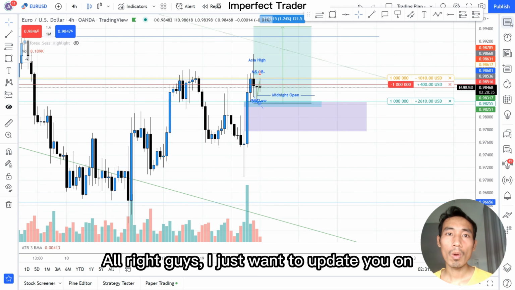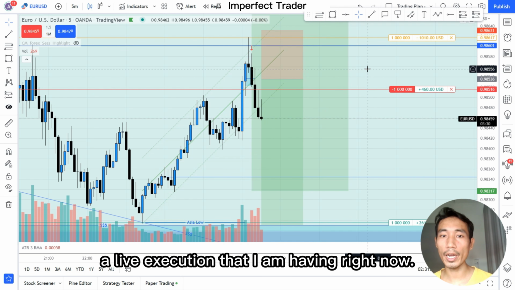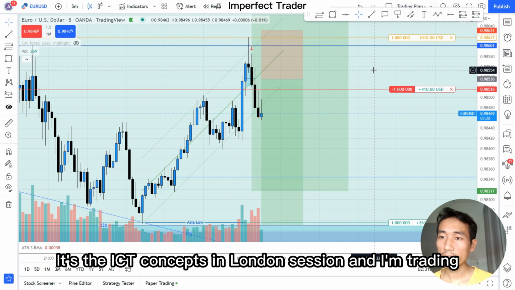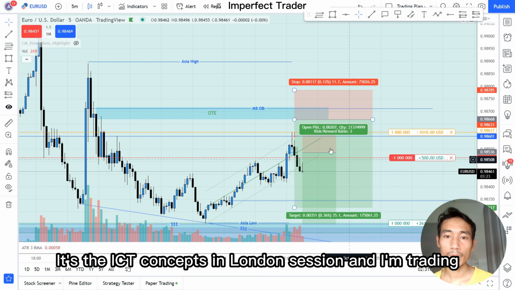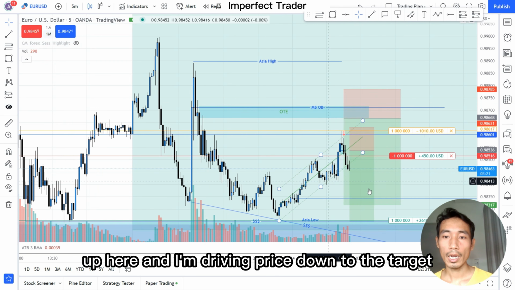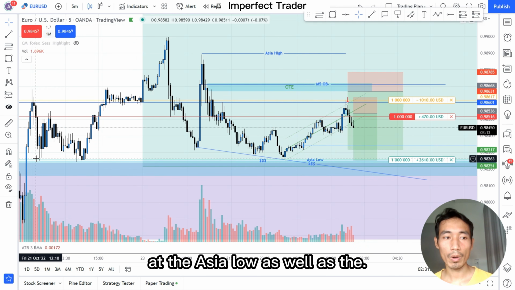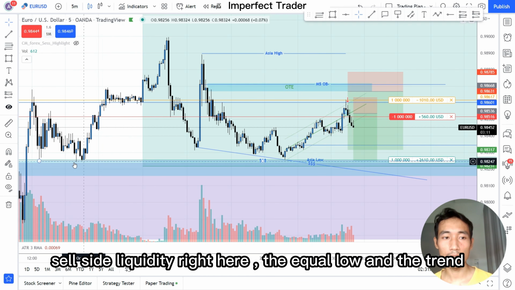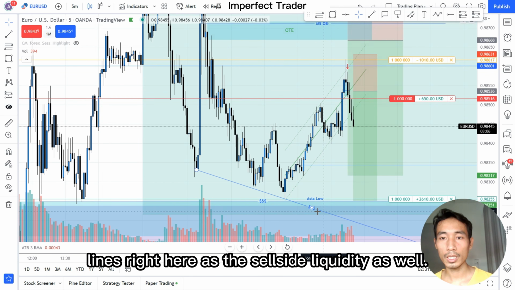Alright guys, so I just want to update you on a live execution that I am having right now. It's the ICT concept in London session, and I'm trading up here, and I'm driving price down to the target at the Asia low, as well as the sell side liquidity right here, which is the equal low, and the trend lines right here at the sell side liquidity as well.